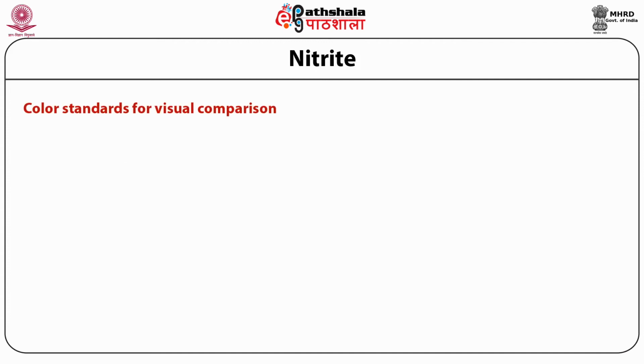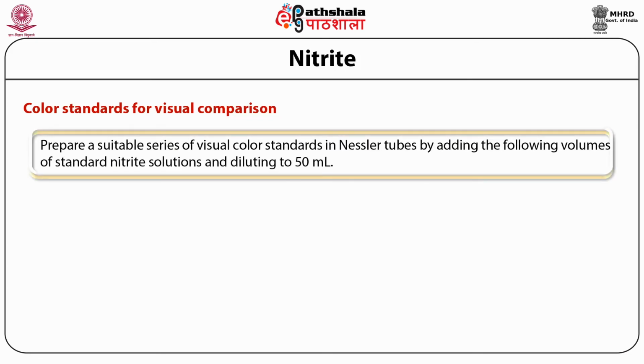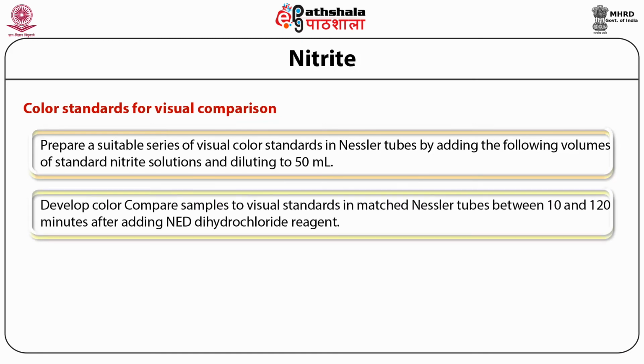Then color standards for visual comparison. For that, we have to prepare a suitable series of visual color standards in Nessler tubes by adding the following volumes of the standard nitrite solution and diluting to 50 ml with water: 0, 0.1, 0.2, 0.4, 0.7, 1.0, 1.4, 1.7, 2 and 2.5 ml, corresponding respectively to 0, 1, 2, 4, 7, 10, 14, 17, 20 and 25 microgram of nitrite per liter. Develop color as described above.